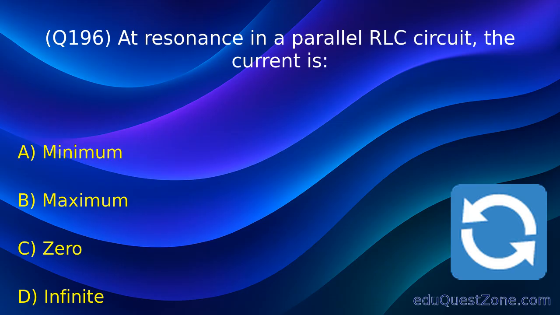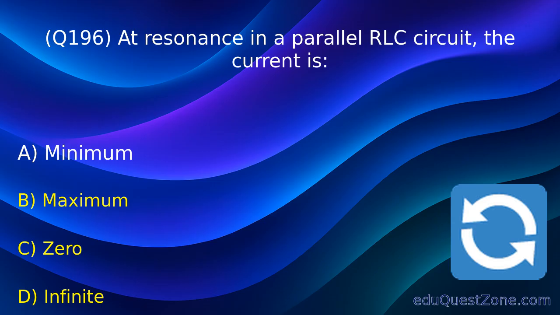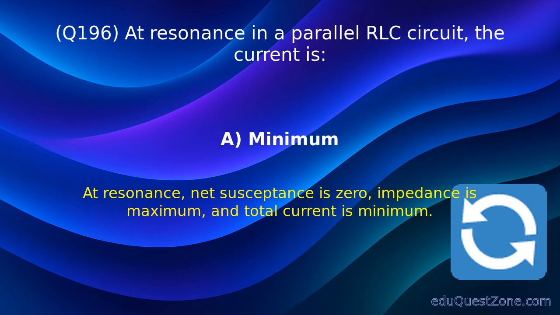Question 196. At resonance in a parallel RLC circuit, the current is... Option A, minimum. At resonance, impedance is maximum, current is minimum.